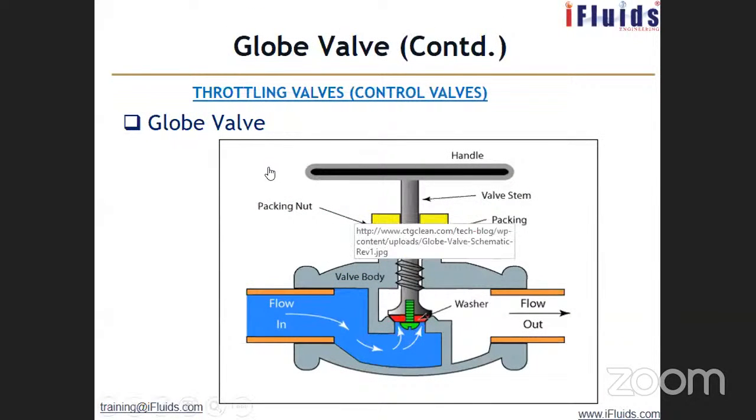And this diagram shows how the globe valve operates. This is the hand wheel, valve stem, packing, the valve body. Okay, this is the globe, the valve port, and the flow goes like this. Okay, this is the closed condition.